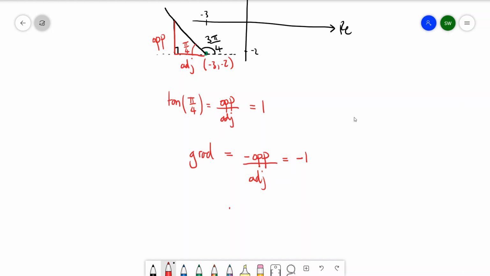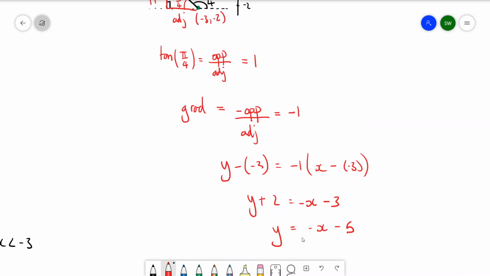So if we were to use this method, we'd have y minus 2 equals the gradient times x minus 3. And we'd get the same answer that we got before.